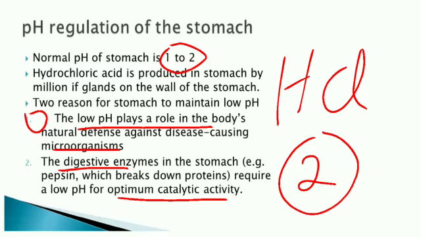And how does it maintain its low pH? It maintains low pH by hydrochloric acid. It releases hydrochloric acid in the stomach, so it lowers the pH of the stomach.